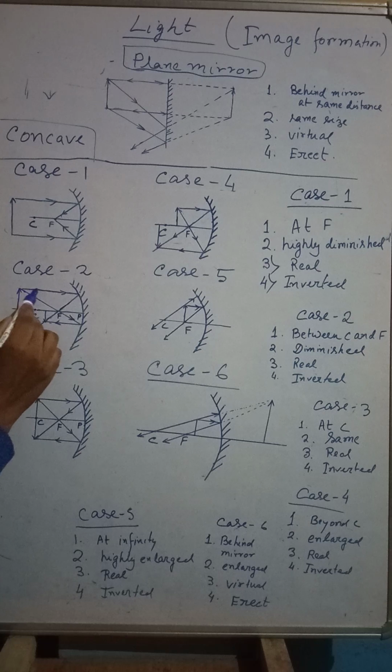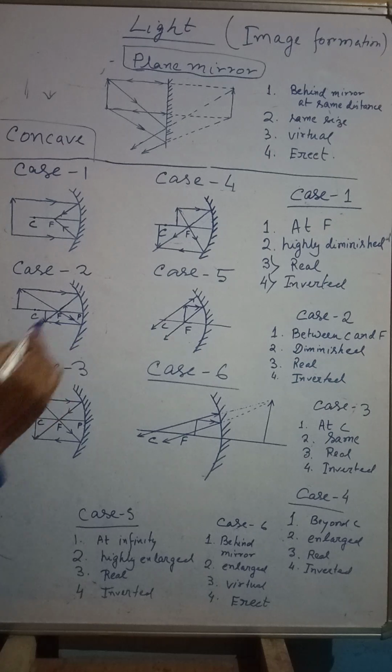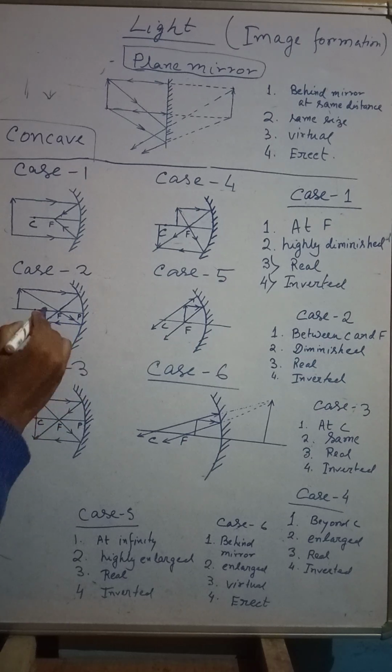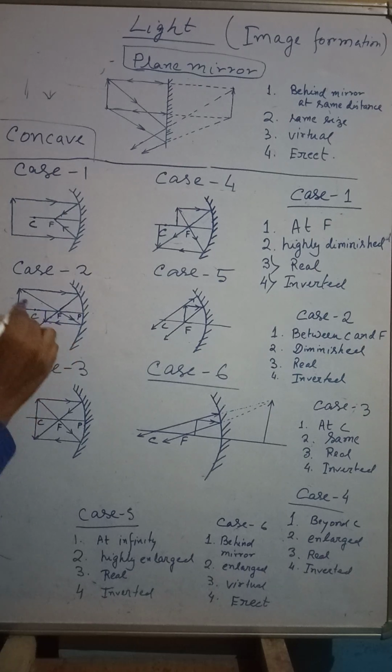Here this incident ray is parallel with the principal axis, and this incident ray goes through the focal point. This reflected ray goes through the focal point, and this reflected ray is parallel with the principal axis. So the image is formed between C and F, and you can see the size of the image is slightly smaller than the object.